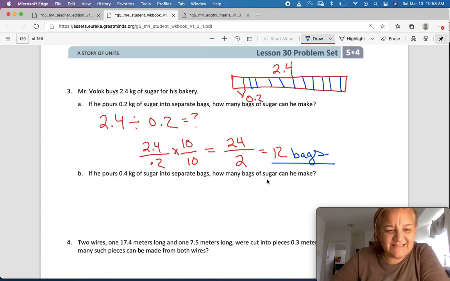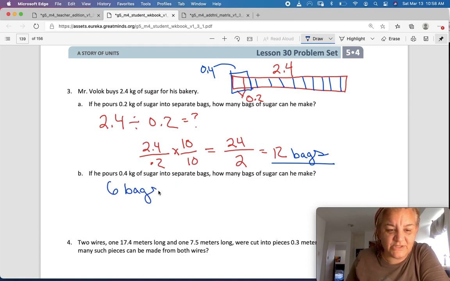If he pours 4/10 of a kilogram of sugar into separate bags, so instead of 2/10, 4/10, how many bags of sugar can he make? Well, if the bags are a little bit bigger, he's going to have half as many. So 1, 2, 3, 4, 5, 6 bags. And that's just logic, okay?